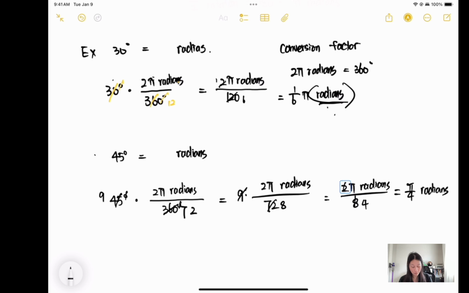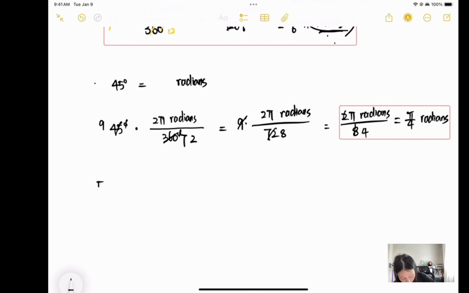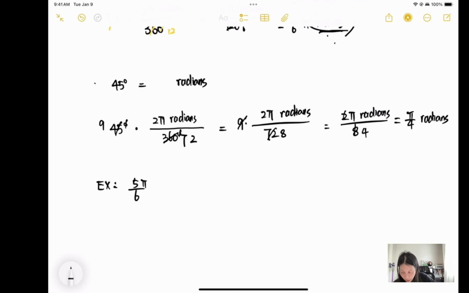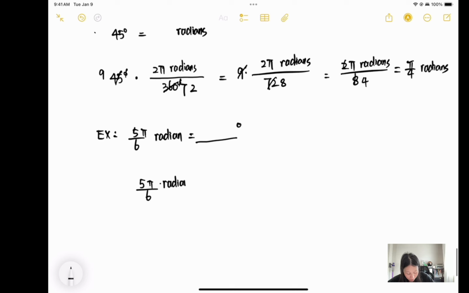Okay, let's do another one, the opposite. How do we convert the radians to the degree? For example, if I have a 5 over 6 pi radians, and I want you to convert this to a certain degree. So now the conversion unit has to be flipped because I want to get rid of the radians, so that means the degree needs to be on the top. So for every 360 degree, I have 2 pi radians, sorry.